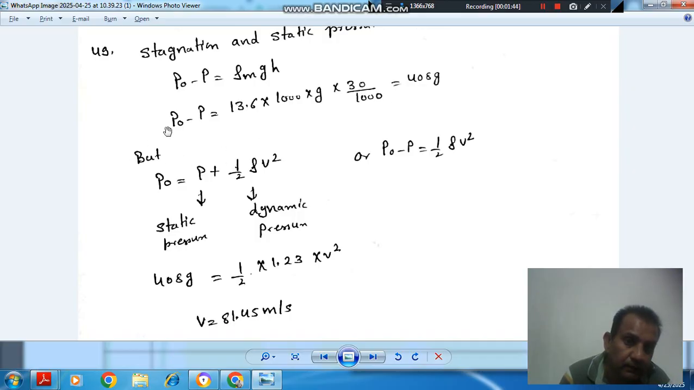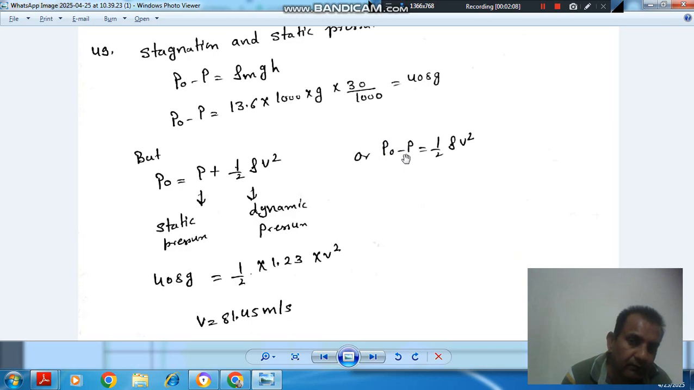Okay, so now this is the pressure difference, and we know that the stagnation pressure is equal to static pressure plus dynamic pressure. Static pressure is P, stagnation pressure is P naught, and dynamic pressure is half rho v square. So P naught minus P is equal to half rho v square. So it is 408 g.